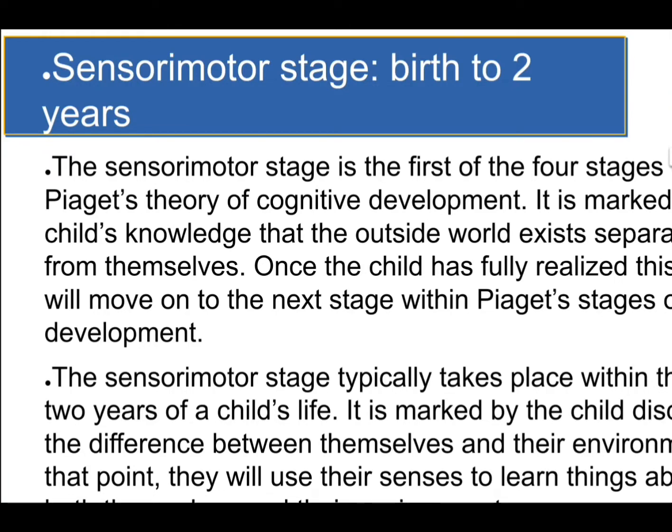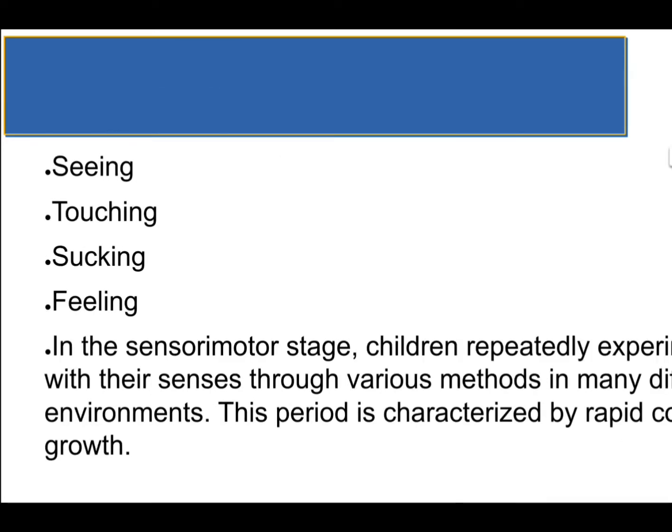It is marked by the child discovering the difference between themselves and their environment. At that point, they will use their senses to learn things about both themselves and their environment. Mainly here, the child is using these senses: they will see the environment surrounding them, then they will touch, suck, and feel the things around them. In the sensory motor stage, children repeatedly experiment with their senses through various methods in many different environments. This period is characterized by rapid cognitive development.